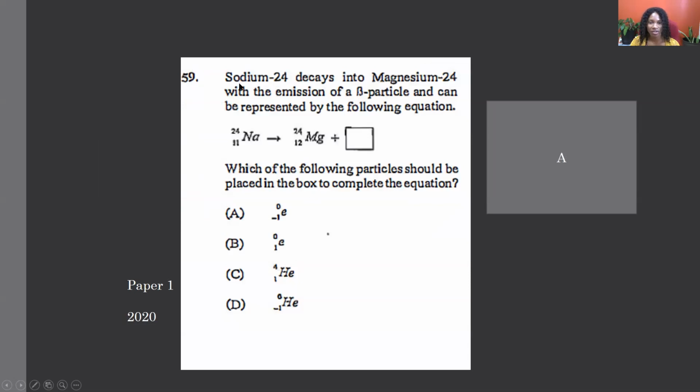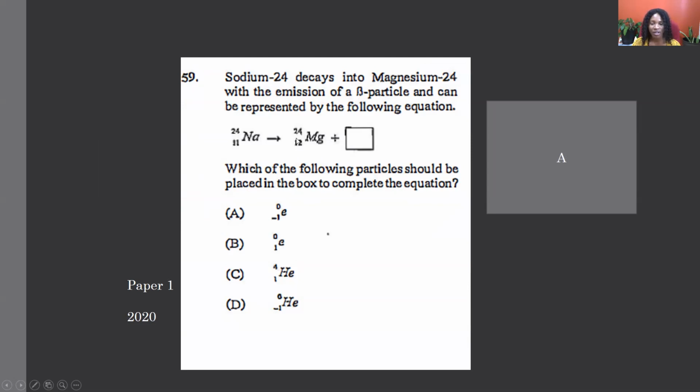So it says sodium-24 decays into magnesium-24, with the emission of a beta particle and can be represented by the following equation. Which of the following particles should be placed in the box to complete the equation? Now, remember we said earlier that whatever is on my right-hand side of the equation must add back to give me back what is on my left-hand side.